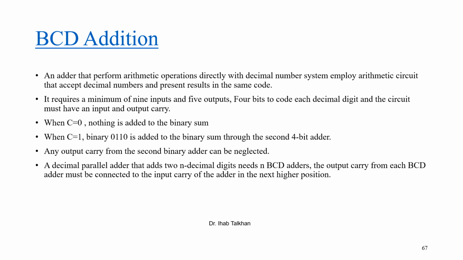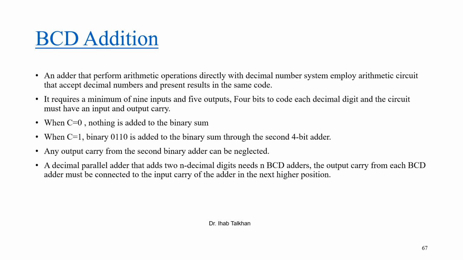An adder that performs arithmetic operations directly with the decimal number system employs an arithmetic circuit that accepts decimal numbers and presents the results in the same code. It requires a minimum of 9 inputs and 5 outputs: 4 bits for the code of each decimal digit, and the circuit must have an input and output carry.